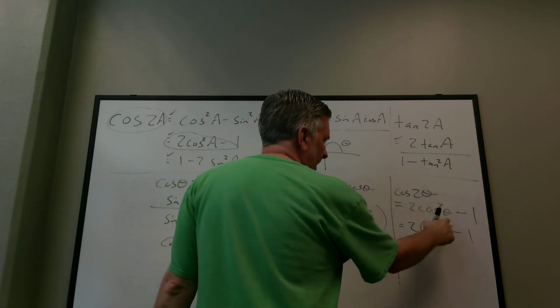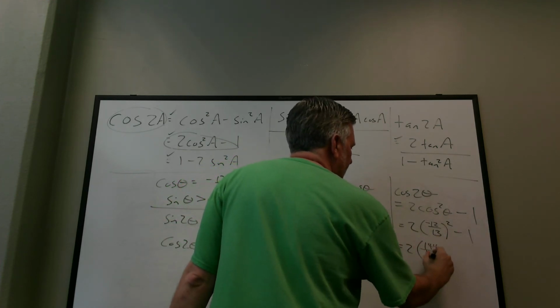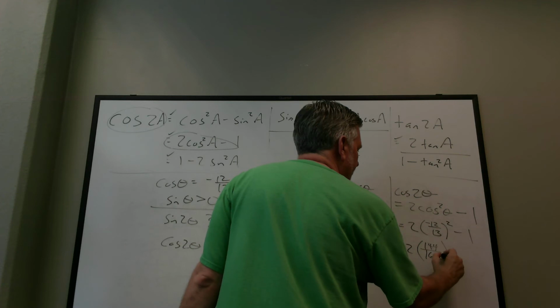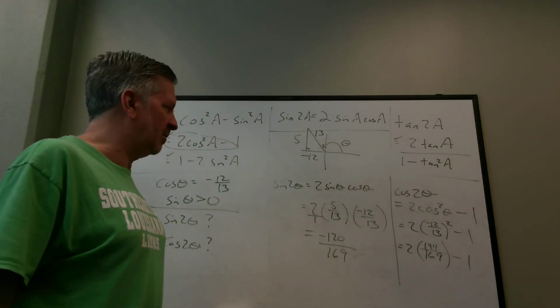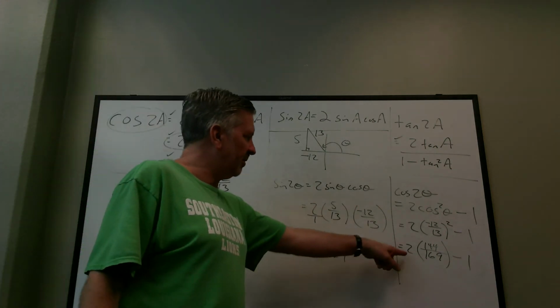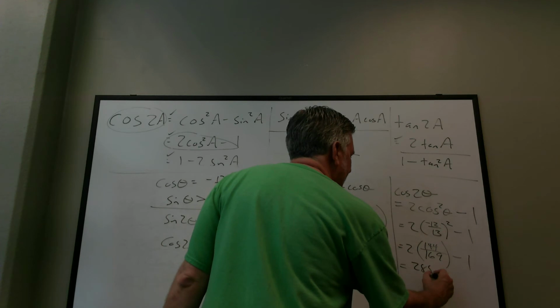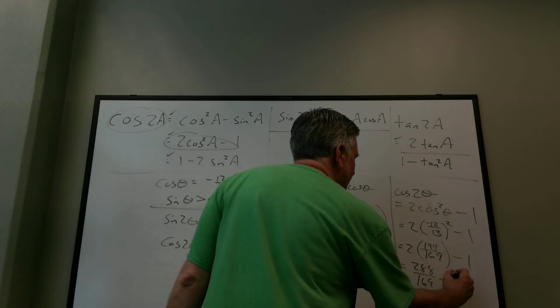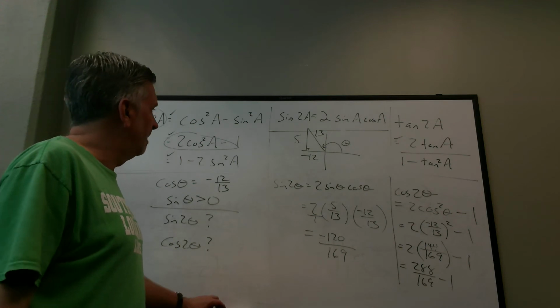Well, how do you square a fraction? You square the numerator, 144, square the denominator, 169. And the negative, of course, goes away because negative 1 squared is positive 1. And then how do you multiply? Order of operations, they multiply next. That's 2 over 1, so that's 288 over 169 minus 1. And I've run out of room.